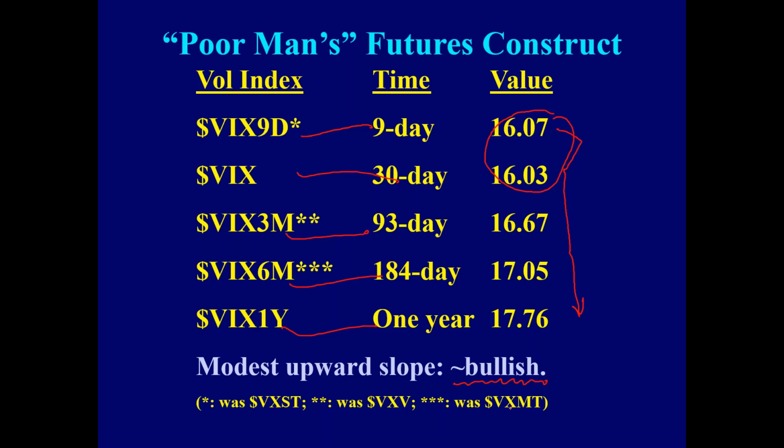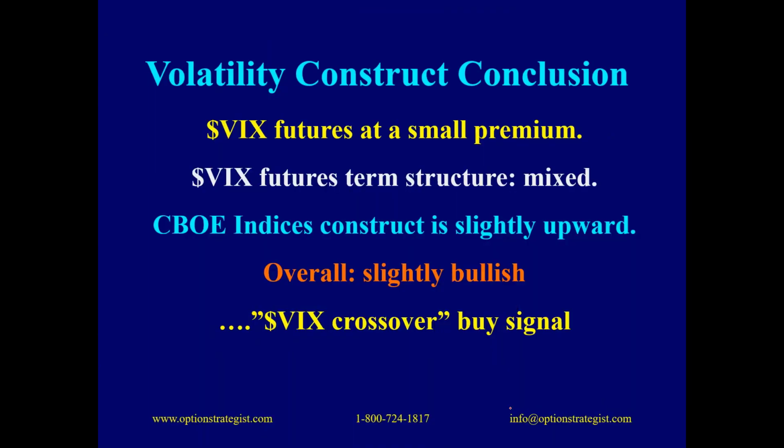So just to summarize there, the VIX futures are trading at a small premium. The term structure of the VIX futures is slightly mixed, a little bit upwards. The CBOE indices term structure is also slightly upwards. So I'm going to call this slightly bullish. And of course, we had that very short-term crossover buy signal. I've seen the term structure a lot more bullish than this, and after 2 big rally days, you might have thought it would be more bullish, but it's not.